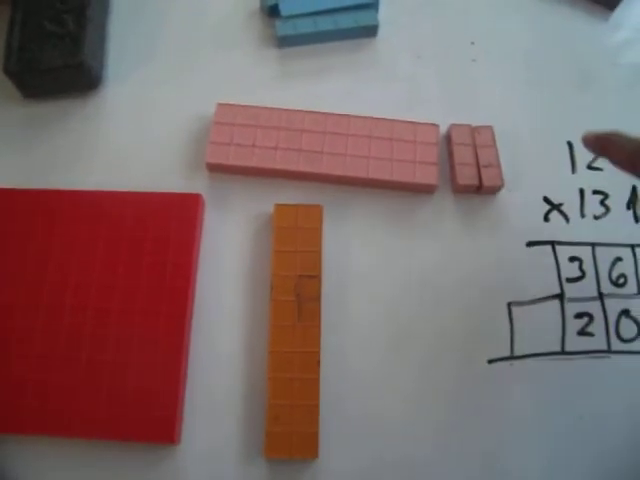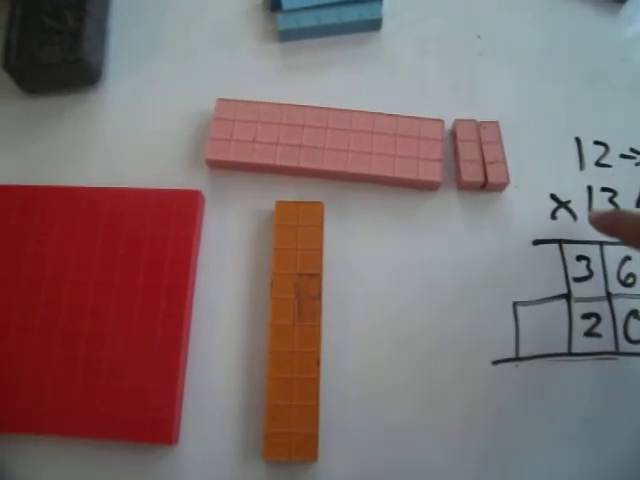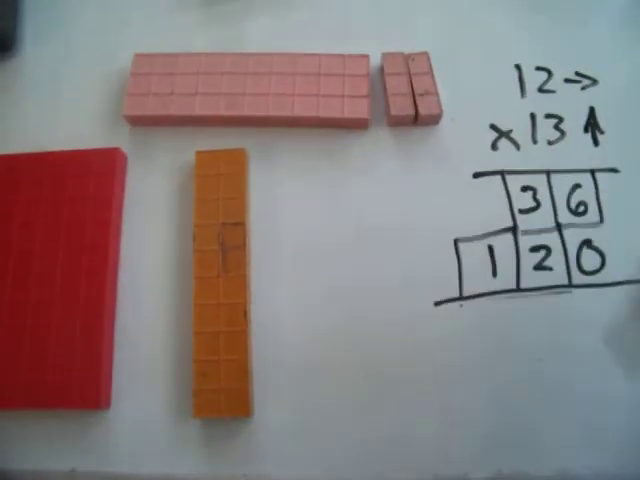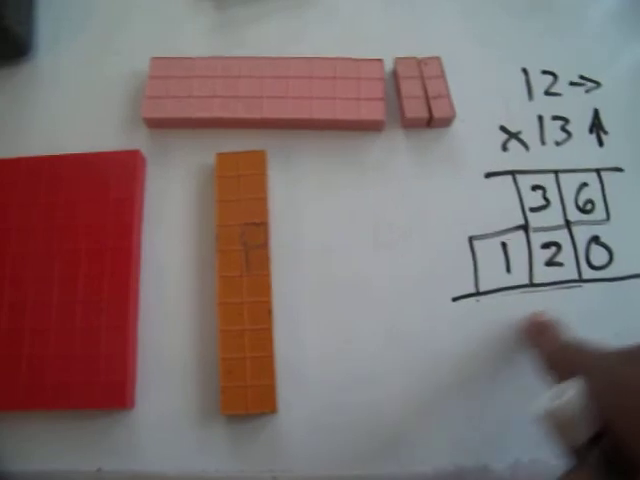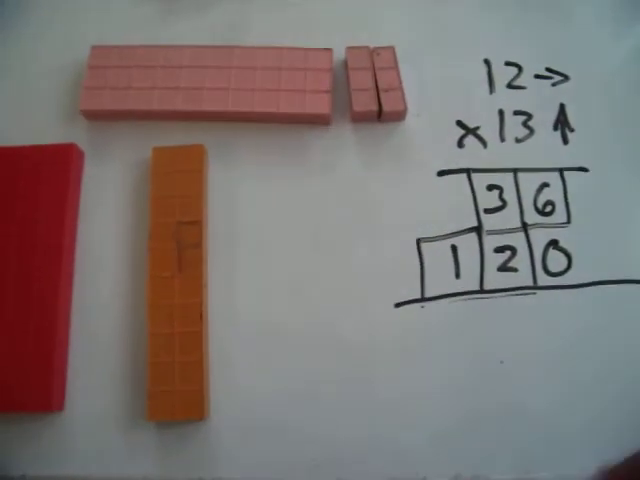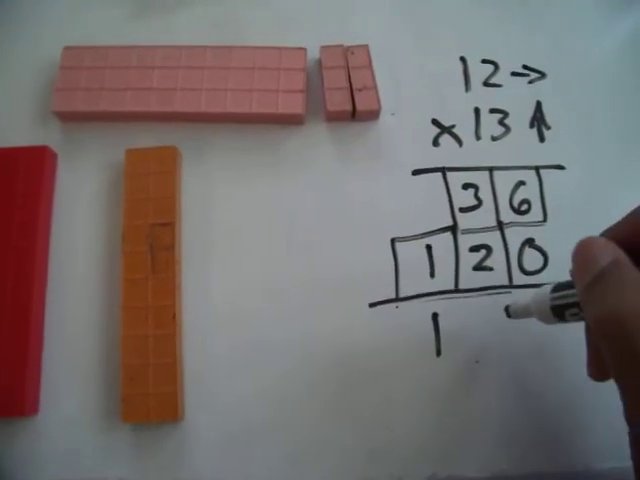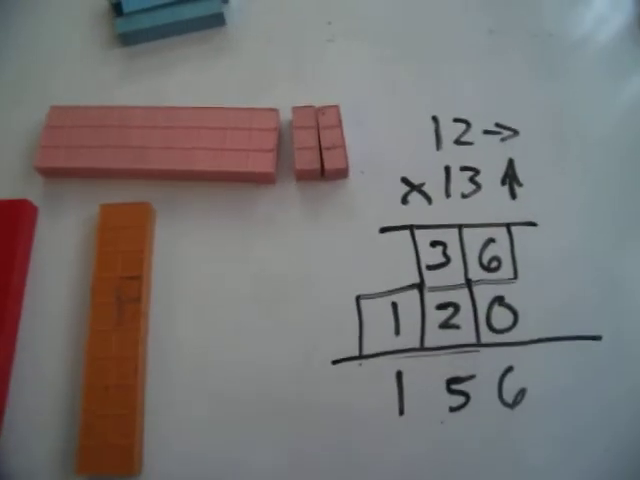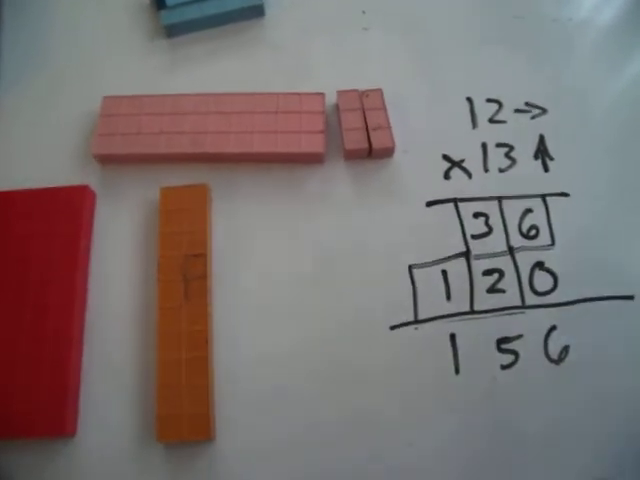Now, what's 10 times 10? That's not 1 times 1. It's 10 times 10. 10 times 10 is 100. So what I have there is 120. Now I can add them together and get 156. Boy, that's the long way of doing things. But that's the way that gives them quite a bit of understanding.